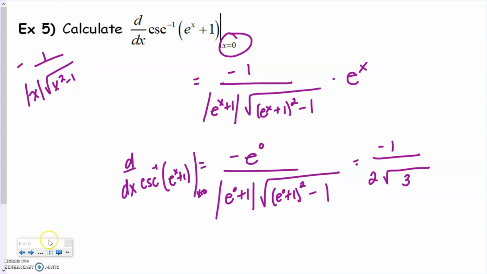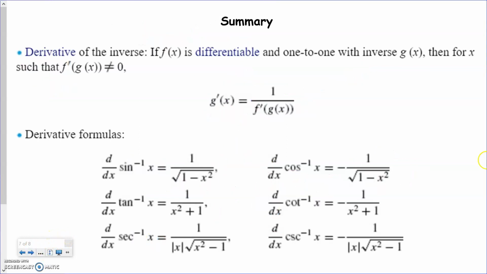You're good. Okay, so here's your summary. You need to have these memorized.